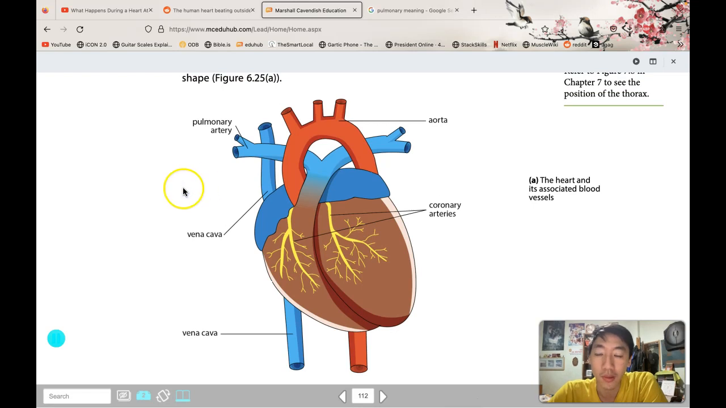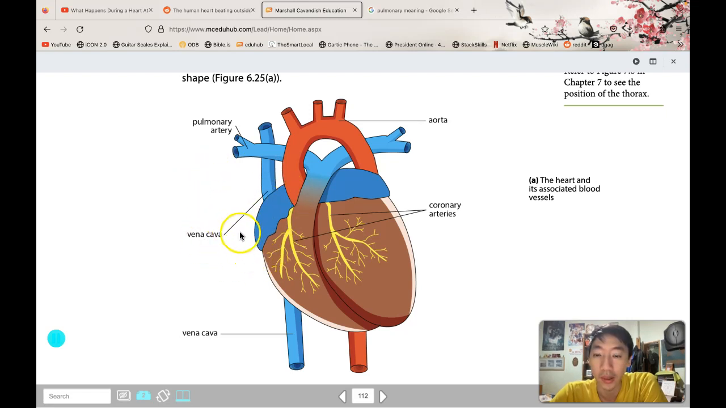Okay, so let's recap what we just learned. We learned that the veins carry the blood from the rest of the body parts back towards the heart. Eventually, it all accumulates into the vena cava. There are actually two vena cava. One is called the superior, one is called the inferior. Doesn't matter, we just call it the vena cava. Right? And then this would then go into the very first chamber of the heart, which is called the right atrium.